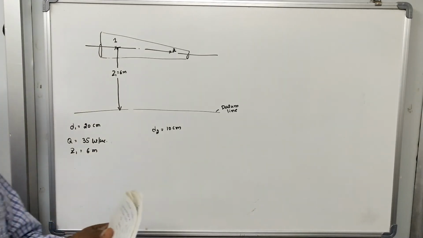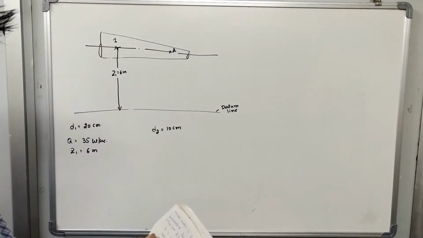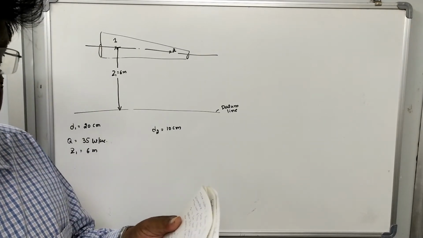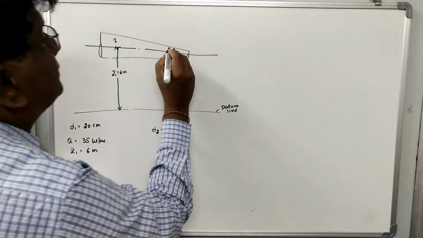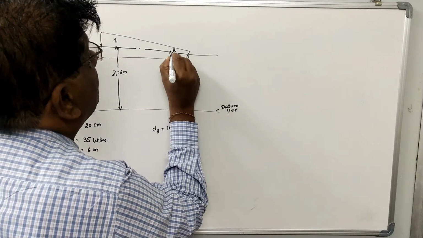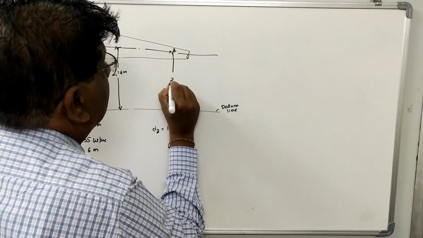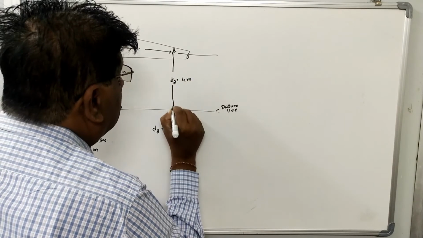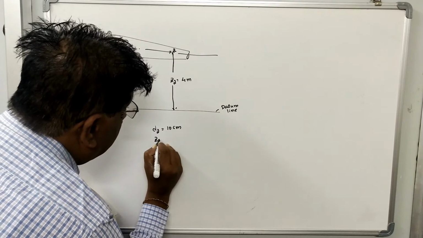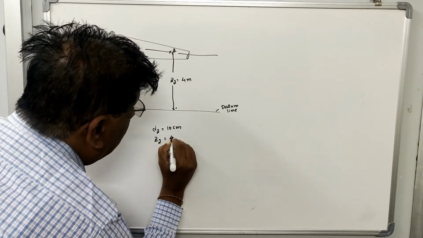And at section 2 it is 4 meter above the datum. Section 2 is 4 meter above the datum. So that is Z2 is 4 meter.